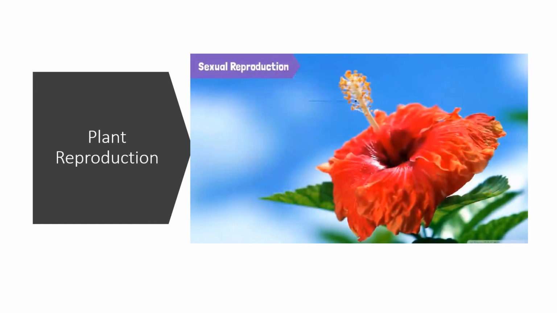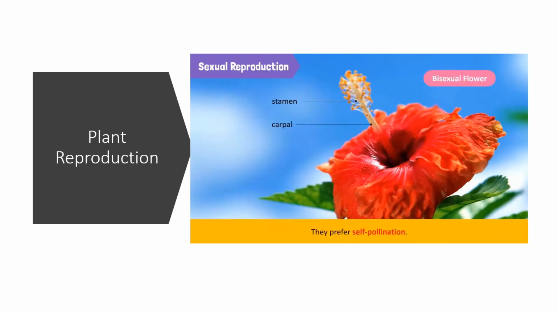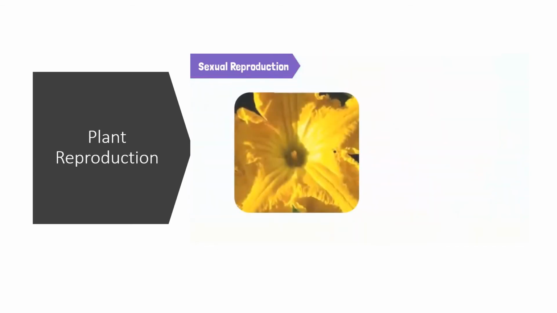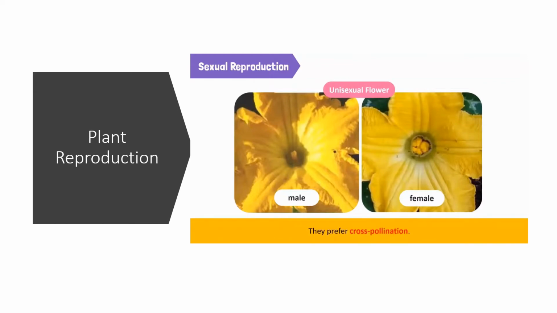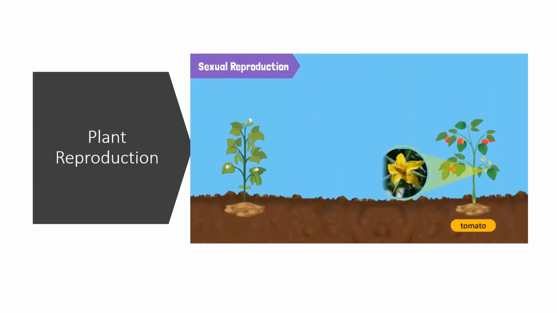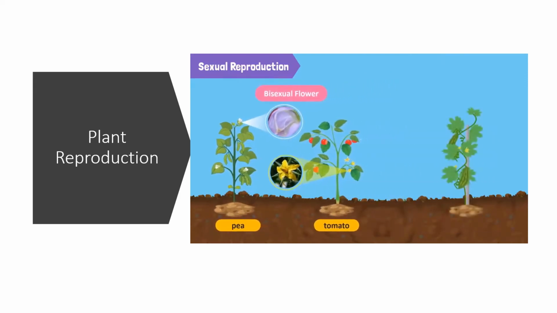Most flowers have both male and female parts in one flower. Such flowers are called bisexual. They prefer self-pollination. On the other hand, some plant species have separate male and female flowers. Such flowers are called unisexual flowers. These flowers require cross-pollination for reproduction. For example, tomatoes and peas have bisexual flowers, while cucumbers have flowers that are unisexual.